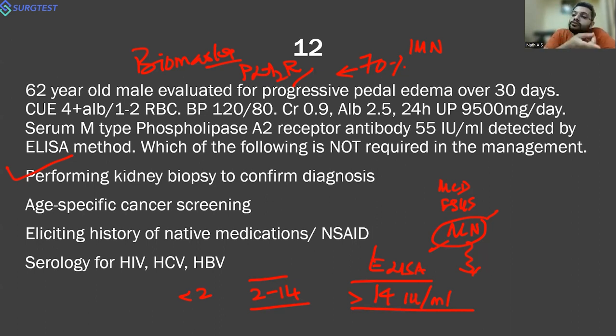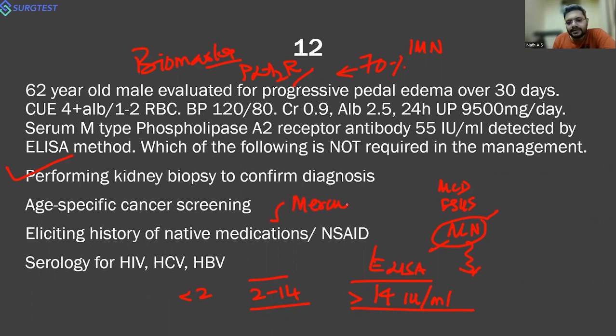But just because PLA2R is positive, it does not mean that it is idiopathic. That is the second message that I want to tell you. Just because PLA2R is positive does not mean that it is idiopathic. There may be a secondary cause of membranous nephropathy still at work. So option B, option C, and option D are related to that. They are the secondary causes of membranous nephropathy: cancers, native medications, especially those that contain mercury.